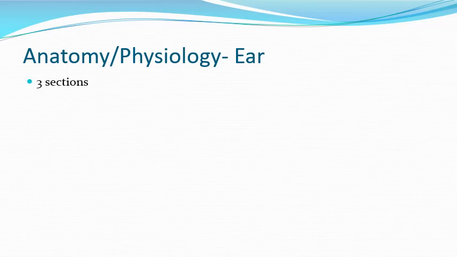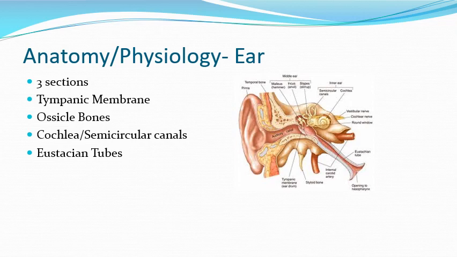So if we look at the anatomy and physiology of the ear, I'm just going to pull all this up because it'll be easier to see in the picture. The ear is basically constructed into three sections, and you can see in the picture what structures are involved in each section. You have the external ear, which is the part of the ear that you can visually see, and it contains the external auditory canal, which helps move sound waves to the tympanic membrane, or what we call the eardrum.